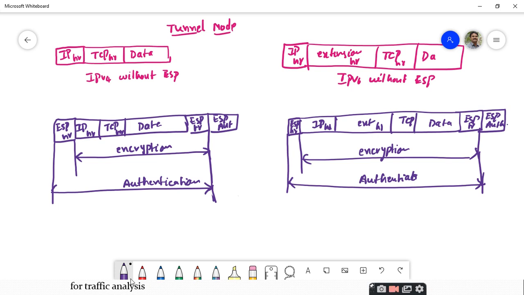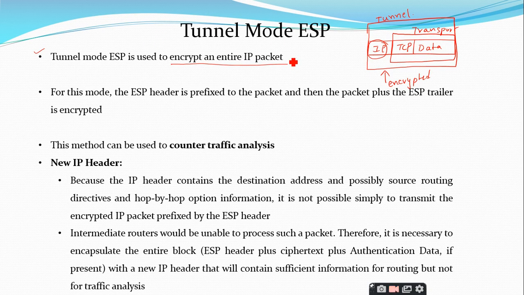There is something to explain here. Let us postpone the discussion. Once I come to that particular topic, I will discuss it. So in the tunnel mode, ESP is used to encrypt the entire packet, as we have seen. For this mode, the ESP header is prefixed to the packet and the packet plus ESP trailer is encrypted. We know this. And this method can be used to counter traffic analysis. This was already discussed. And one more important point we have to remember in the tunnel mode is the new IP header. Very, very important.